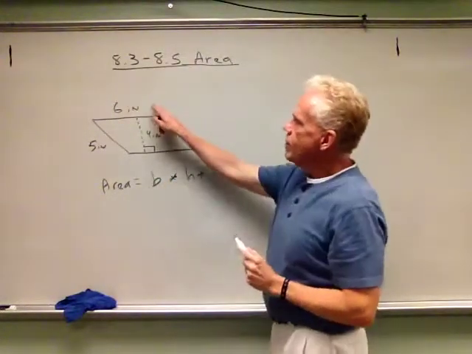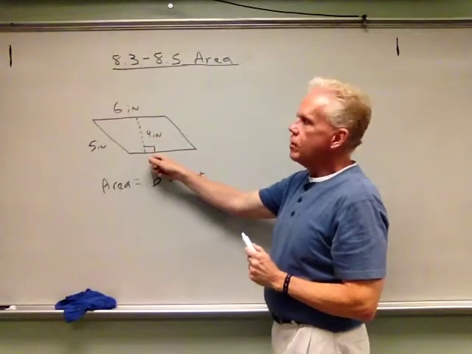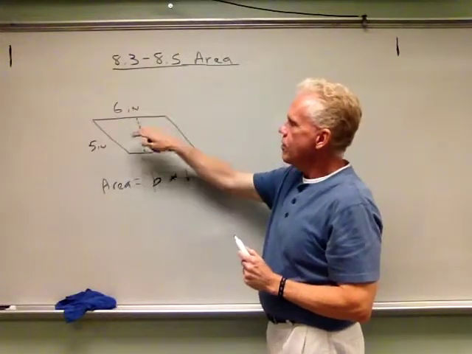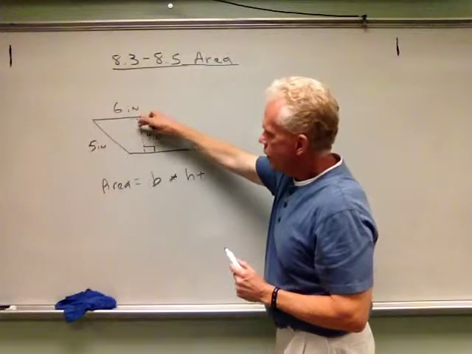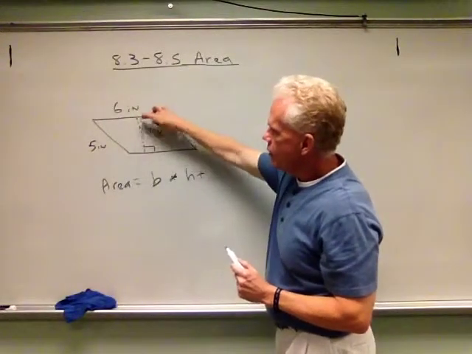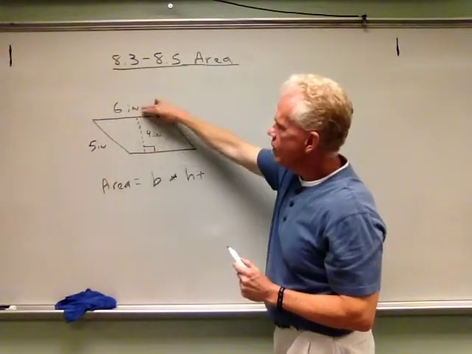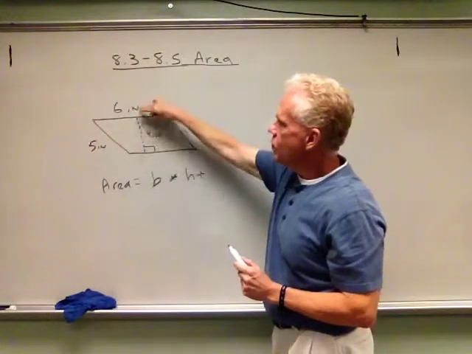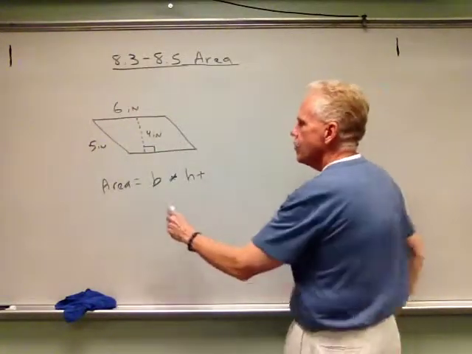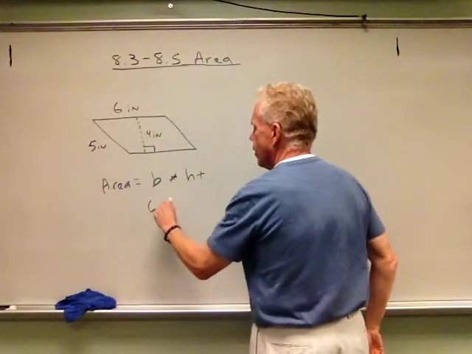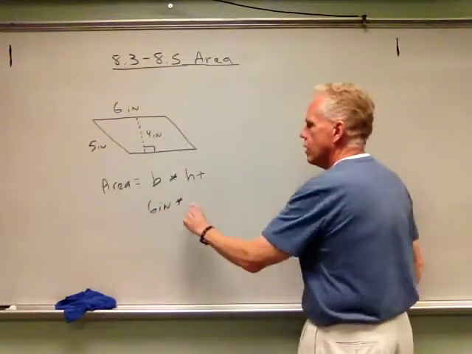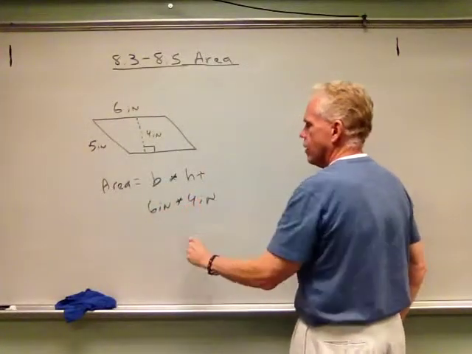Now this time, remember, the base does not have to be on the bottom. It could be here or here. The base is going to be where the dotted line, the 90-degree angle, runs between the two parallel lines. And so the base could be either one of these parallel lines. So our base here is 6 inches. Our height is 4 inches.